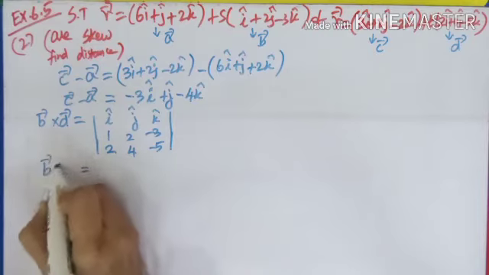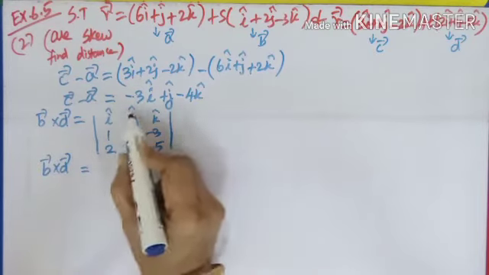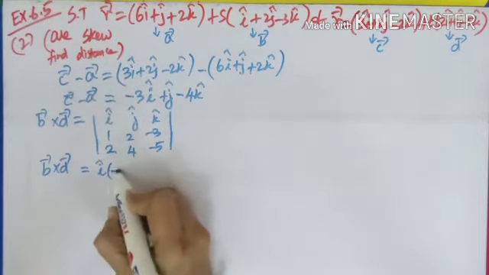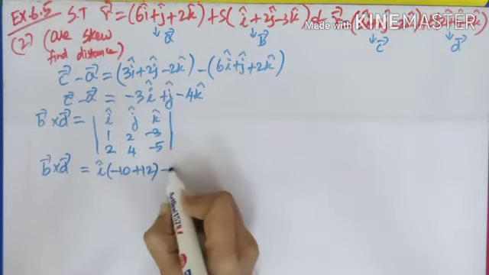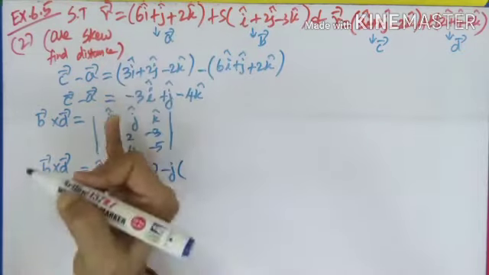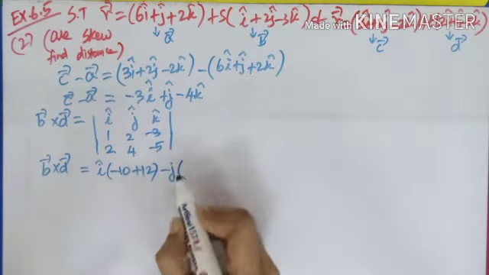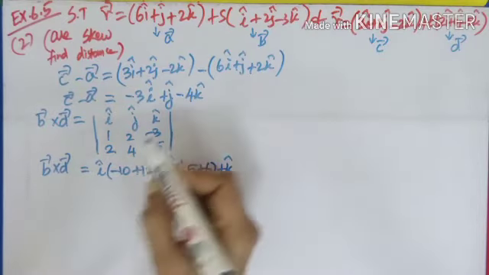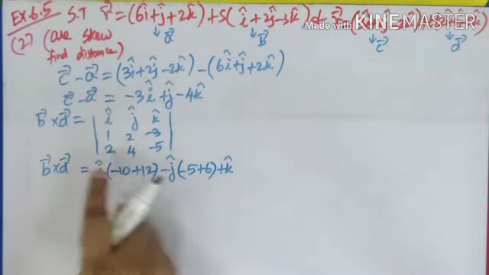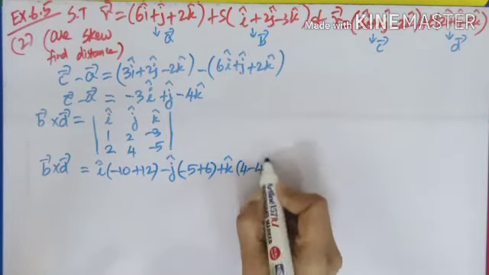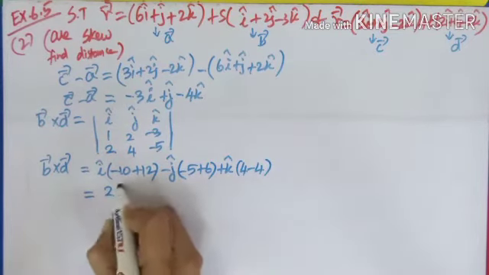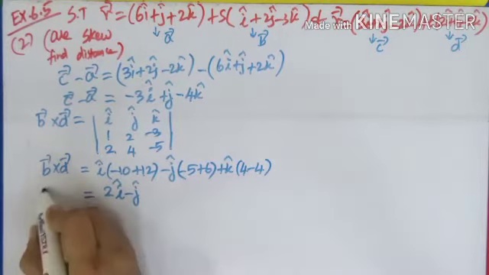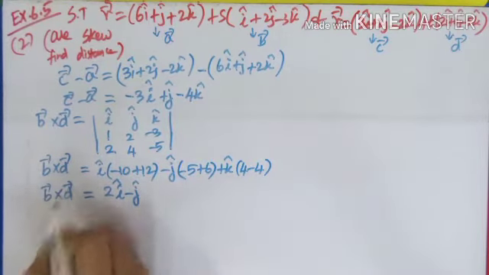Expanding the determinant, plus, minus, plus. i into, hide the row and column, minus 10 plus 12. Minus j into, hide the row and column, minus 5 plus 6. Plus k into, hide the row and column, 4 minus 4. So I get 2i minus j. This is 0, ignore. So this is B cross D.